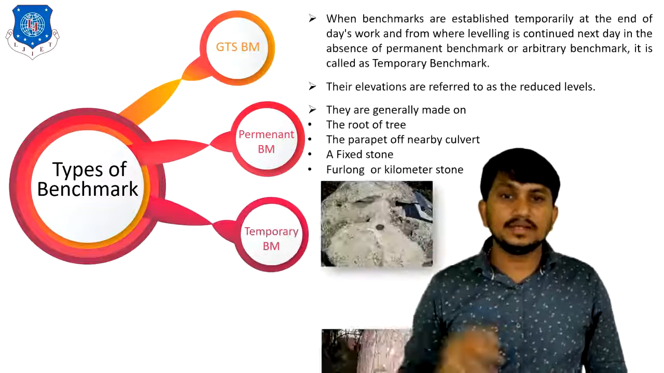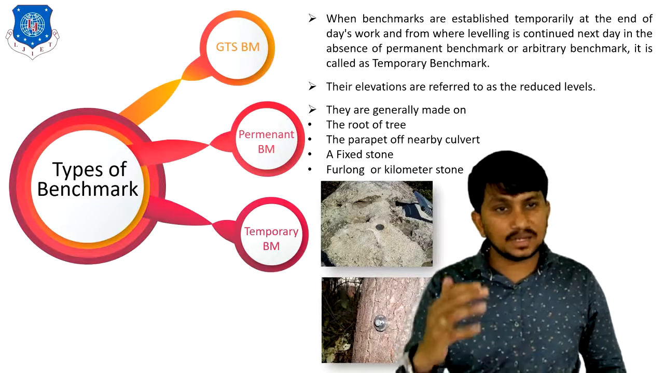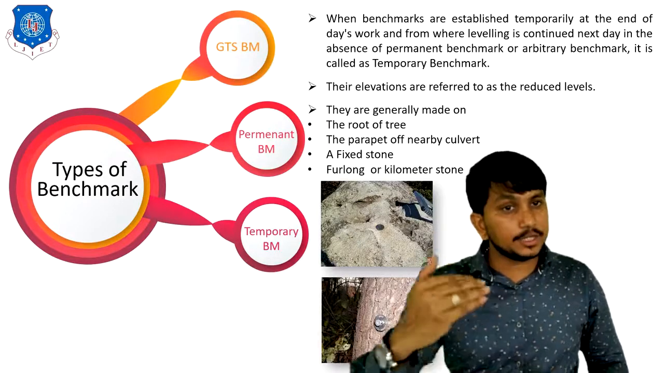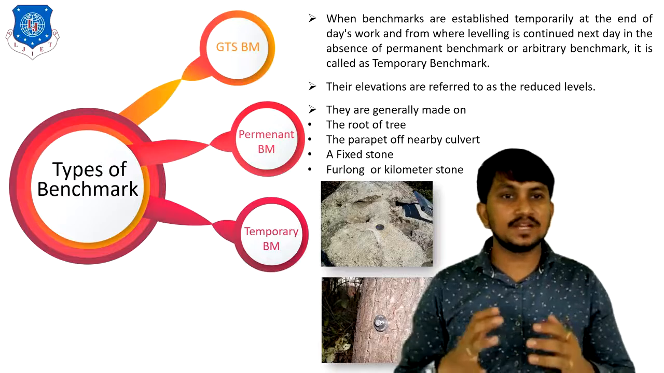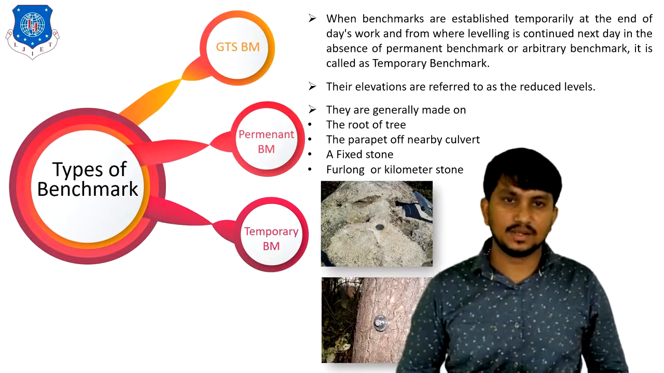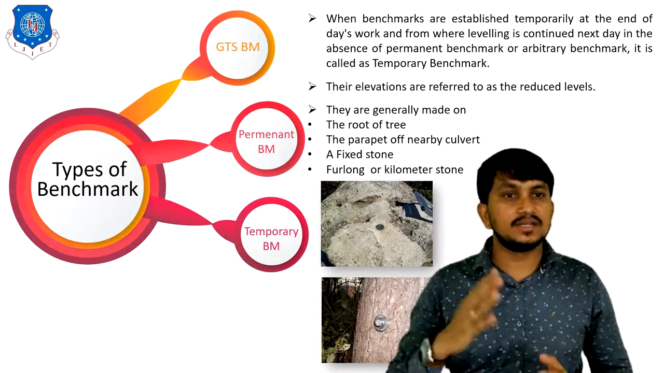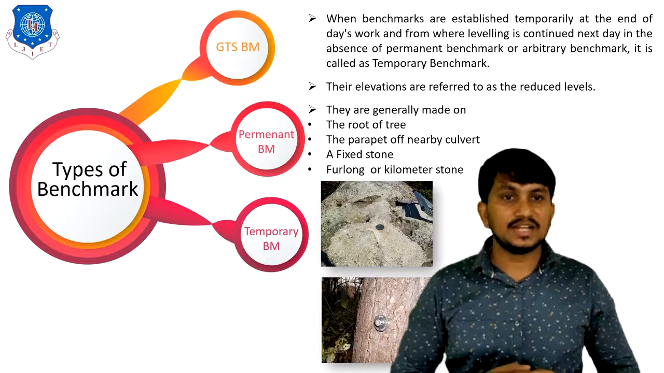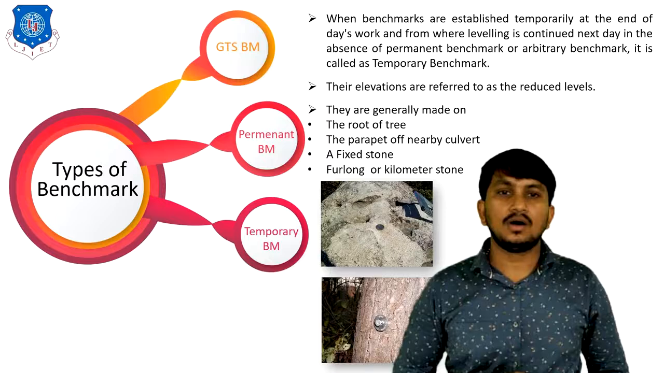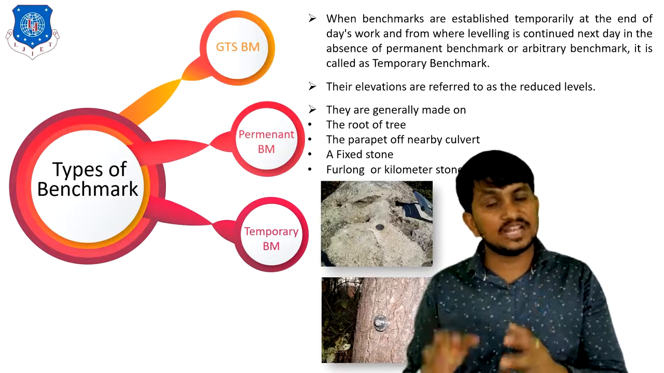The third type is the temporary benchmark. When benchmarks are established temporarily at the end of the day's work and leveling is continued from there the next day, in the absence of a permanent or arbitrary benchmark, it is called a temporary benchmark. Their elevations are referred to as reduced levels. They are generally made on the root of a tree, a fixed stone, or a furlong or kilometer stone, etc. These are the various temporary benchmarks.